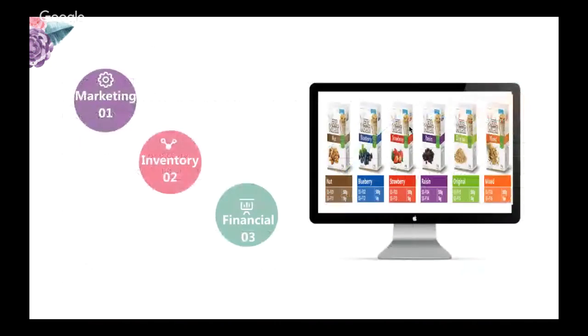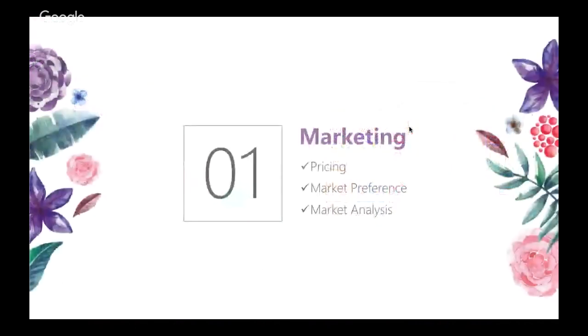For our presentation, there are three parts. The first part is the marketing. I'm going to present the marketing strategy of our team. There are three parts for the marketing strategy. The first one is pricing, the second one is market preference, and the last one is market analysis.